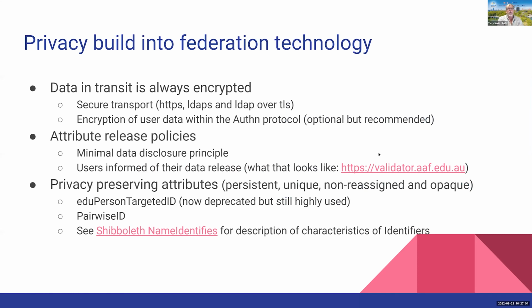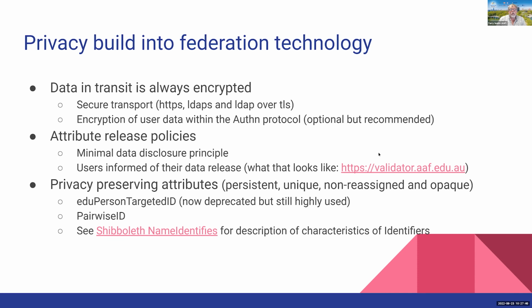Privacy is also built into the federation's technology. Any data in transit is always encrypted. So we always use HTTPS or LDAPS, or LDAP over TLS, to ensure that there's no possibility of data being intercepted in transit. Encryption of user data within the authentication protocols is optional, but it's also recommended. That removes the possibility that someone can steal unencrypted data transiting through a browser. It's difficult to do, but it can be done. But it's impossible to do if the data within the authentication protocol is also encrypted.